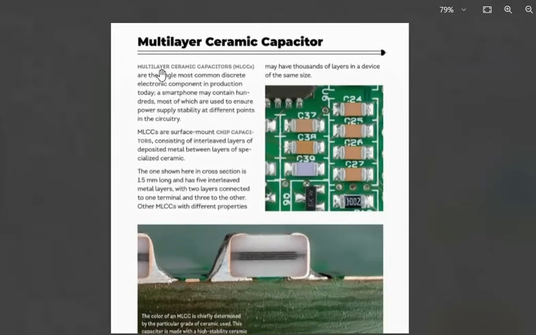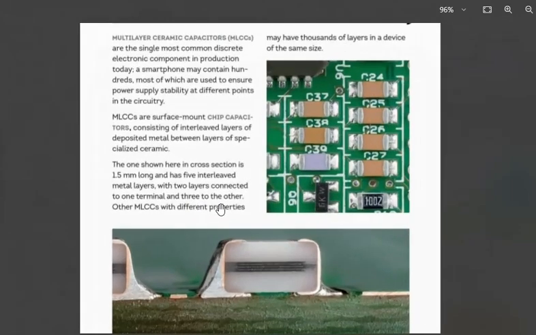So our next component is the multi-layer ceramic capacitor. If I talk about what it does, the short form is MLCC. MLCCs are like tiny batteries that store electricity. They help keep electrical signals steady in electronic devices.